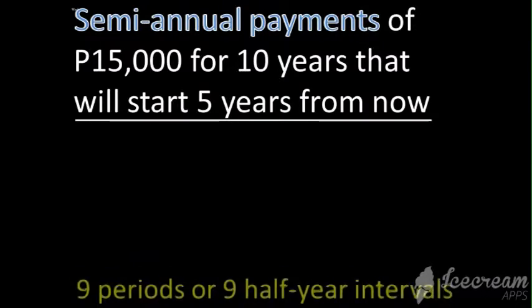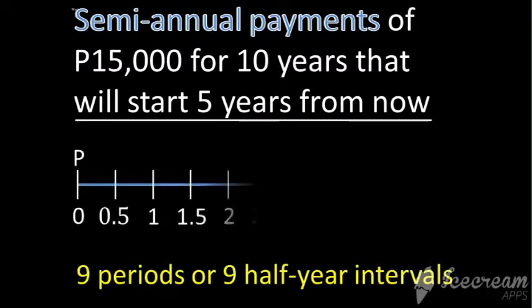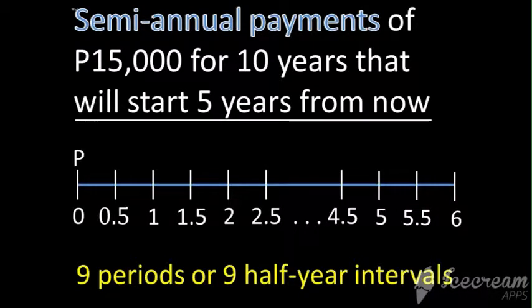The answer is 9 periods or 9 half-year intervals. Let's try to look at the time diagram. We can see that the first payment will start on the 5th year. However, there are 2 payments in each year. We can see that 4.5 years is included in the period of deferral.